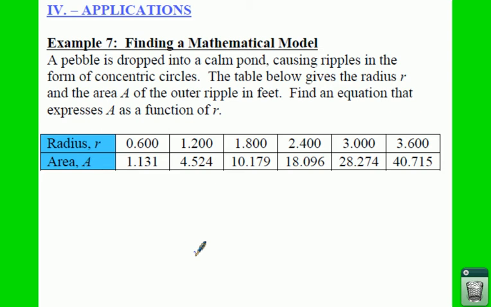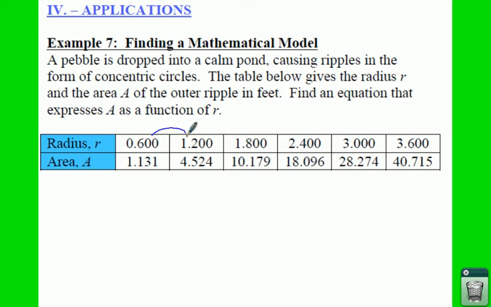So your last example here for 3.3 is going to be how you find a mathematical model. If you notice as you go through here, you have pebbles dropped in a calm pond causing ripples in the form of circles. The table below gives the radius r and the area A of your outer ripple in feet. Next we need to find the equation.